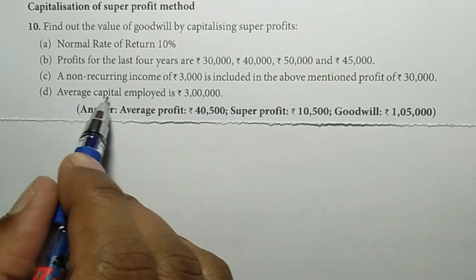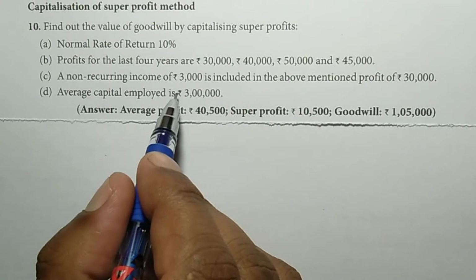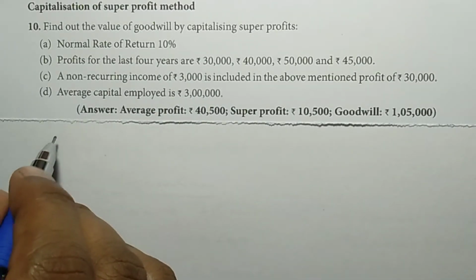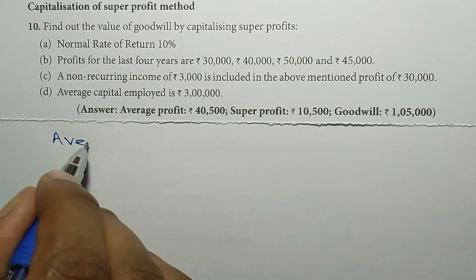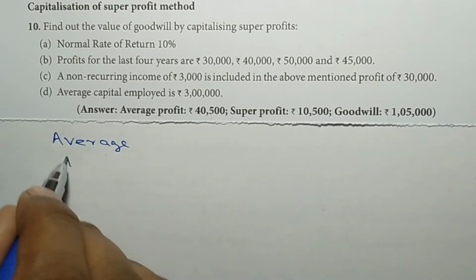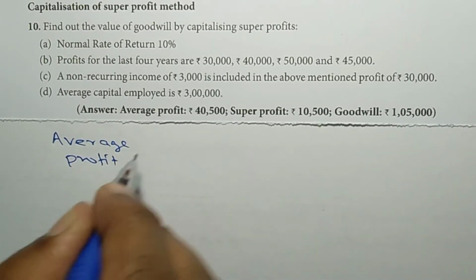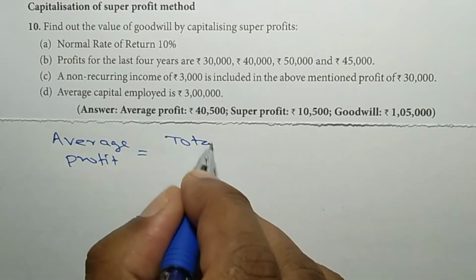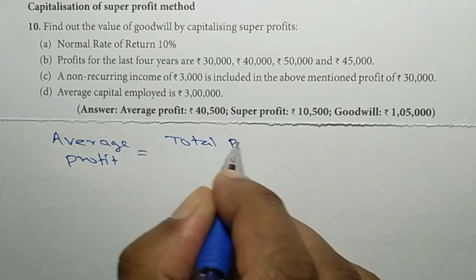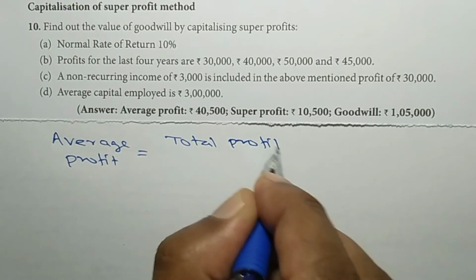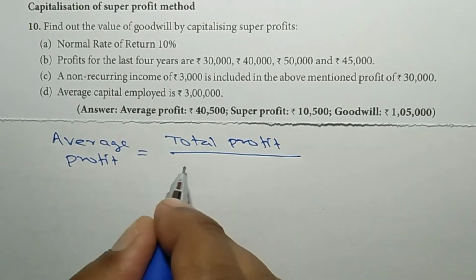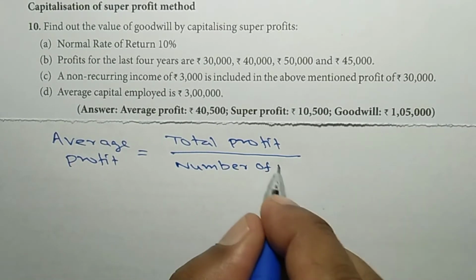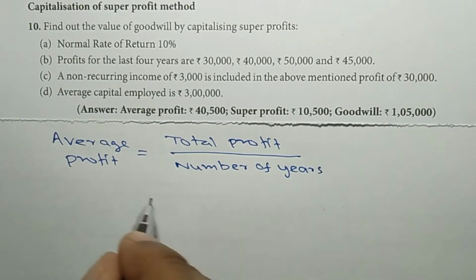Then average capital employed is given. From capital employed we can find normal profit. So first find out average profit. Average profit is total profit divided by number of years.